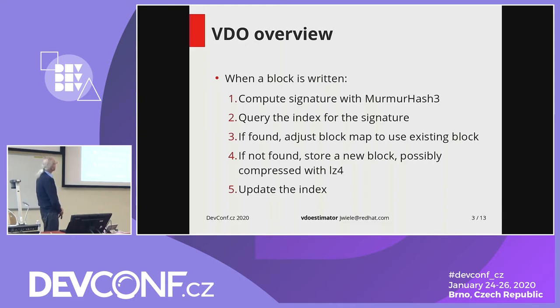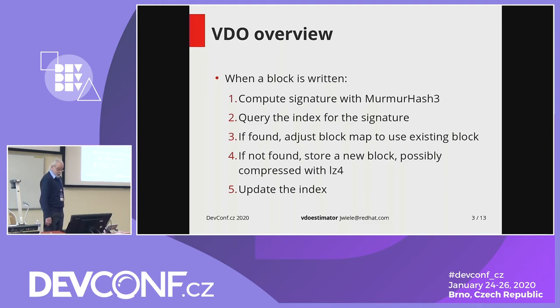Conceptually, how does this work? Conceptually, and this is greatly simplified, when a block is written to the logical address, the first thing that VDO does is it computes a signature for that block of data to recognize it, and it uses the MurmurHash3, which is a very fast but very effective hashing function. It queries the UDS index for that signature to see if we've seen that block of data before. If the block is found, if it's a block we've already seen, it adjusts the block map to indicate that that logical block's data is already on a physical block.